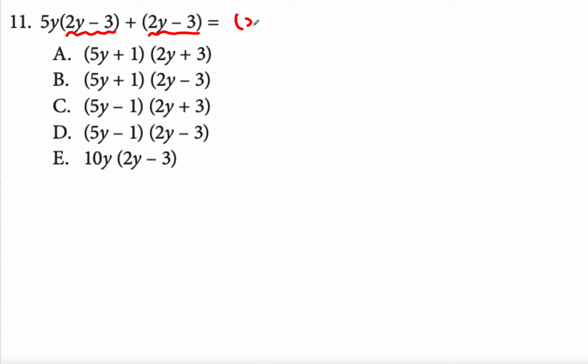Then what do we end up getting? 2y minus 3 is factored. Then from the first one, we have 5y left. But from the second one, we took the entire thing out. That means we have 1 left. So in fact, that becomes my answer. Which one is it? It seems like choice B is the correct answer here.